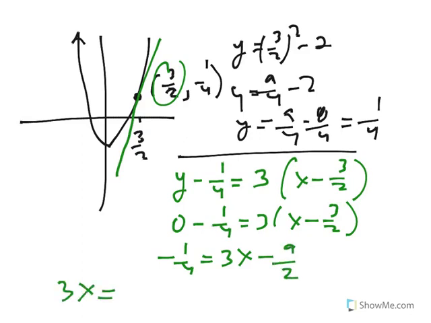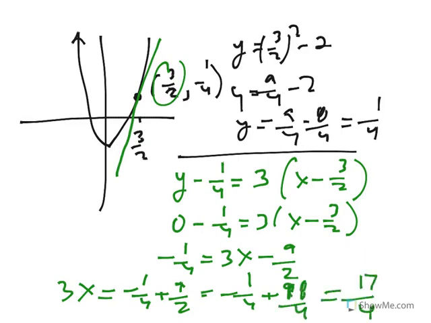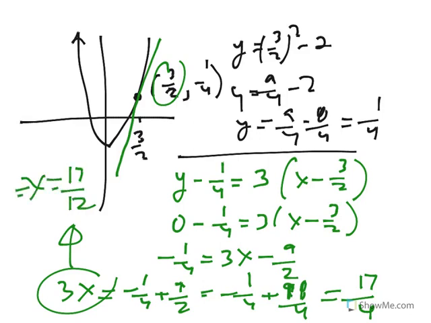and solving, add 9/2 to both sides. 18 over 4 minus 1/4 equals 17 over 4. That's 3x. Divide both sides by 3. X equals 17 over 12. That's going to be our a2. 17 over 12 is a very good approximation. That's the x-coordinate of this point, 17 over 12 comma 0.